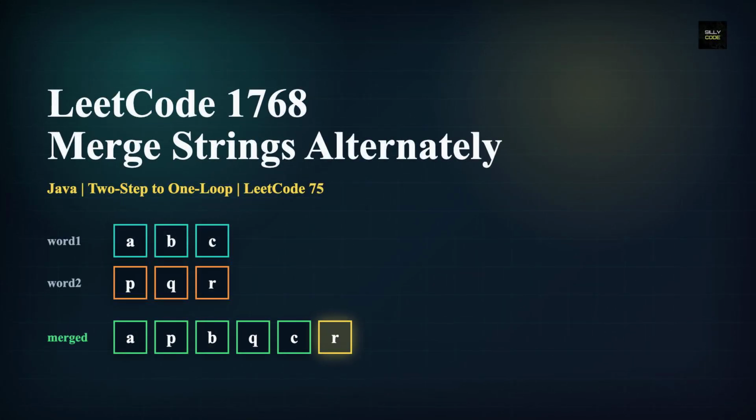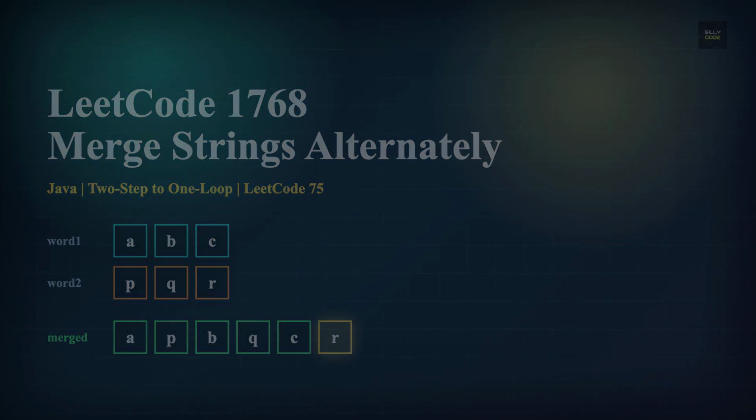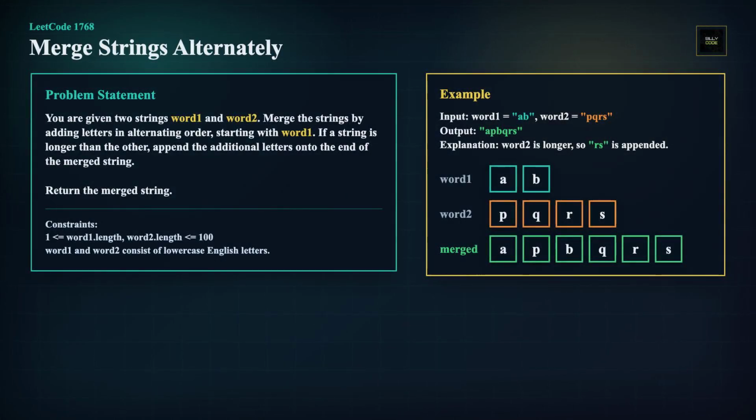Today, we are solving LeetCode 75, Merge Strings Alternately, in Java. This problem looks simple, but it teaches a very useful interview habit. When two inputs have different lengths, always think carefully about leftovers and bounds checks. By the end of this video, you will understand the problem visually, solve it first with a two-step approach, and then clean it up into a one-loop Java solution.